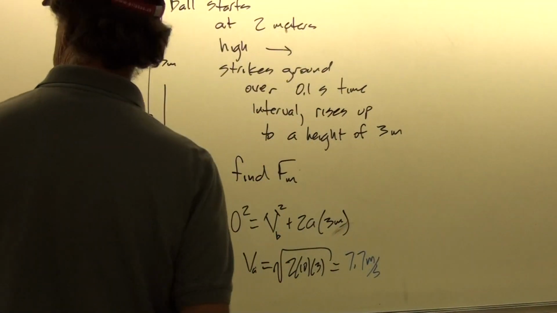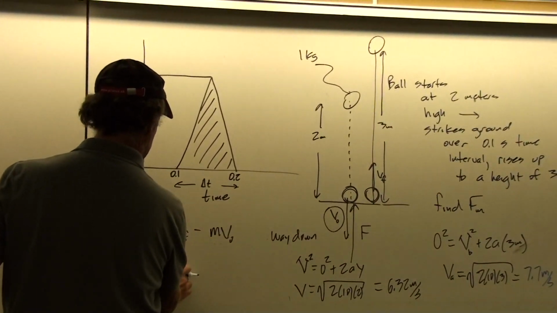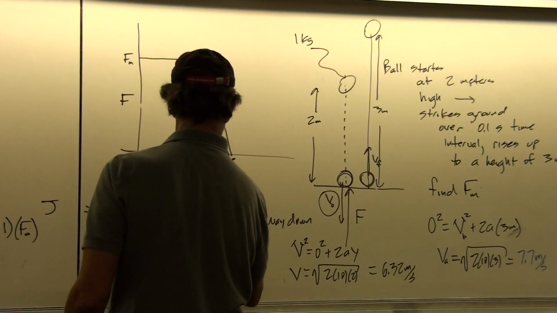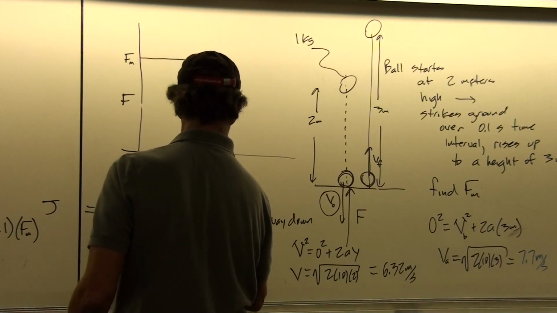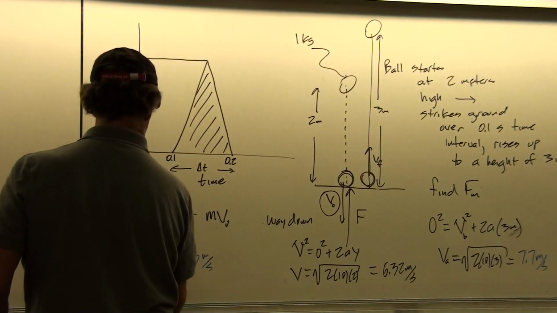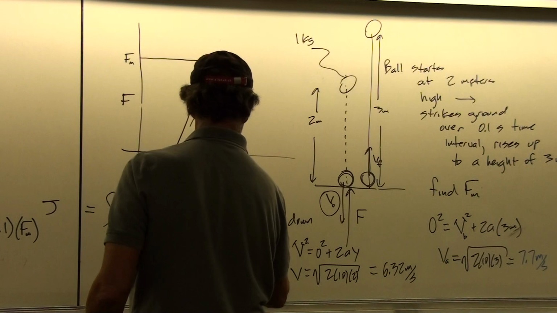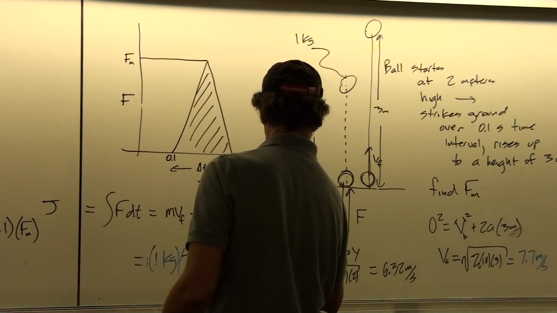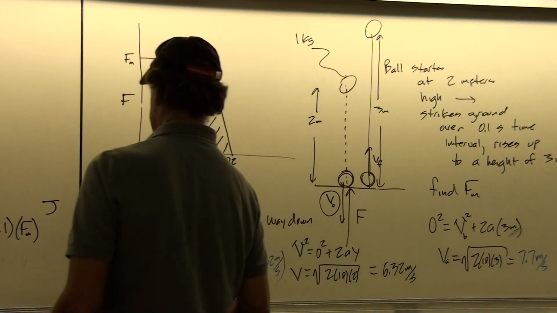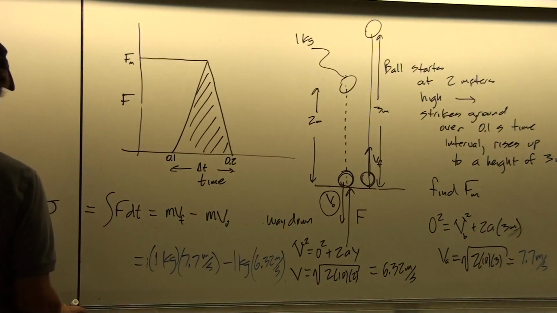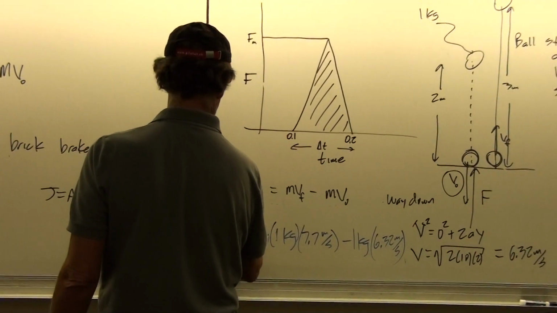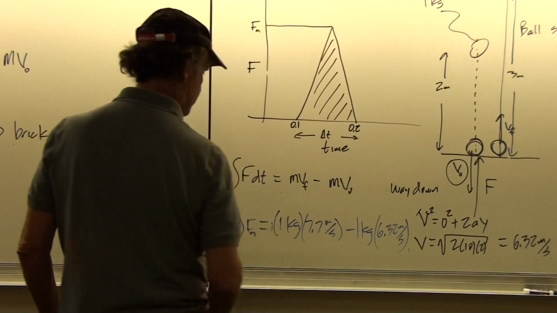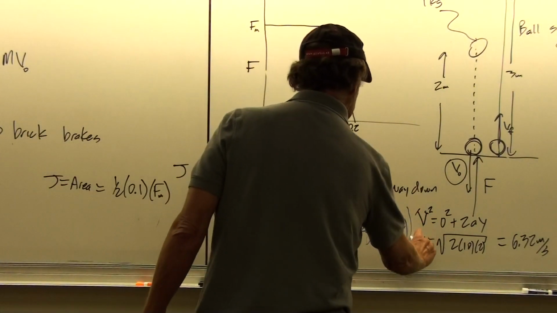So the extra momentum that we've gotten in this problem then is going to be equal to 1 kilogram times V final, which is 7.7 meters per second, minus 1 kilogram times 6.32 meters per second. And we'll set that equal to this quantity here, which is 1/2 times 0.1 times F max. Okay. So this is our equation then.